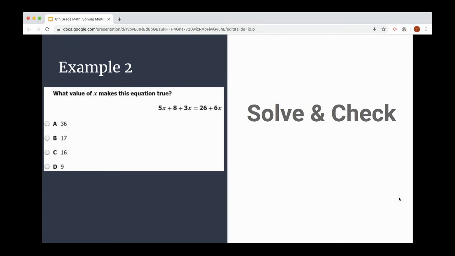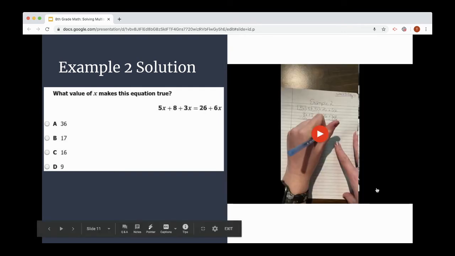And going to our solution, here is our solution for example number 2. All right, so let's look at the solution for example number 2. Here we wanted to find the value of x that makes the equation true, so it's asking for the solution. What is x equal to? All right, so with all multi-step equations, we're always going to look for the distributive property first. This problem does not have that. So then we go to try to combine like terms on both sides of the equation.